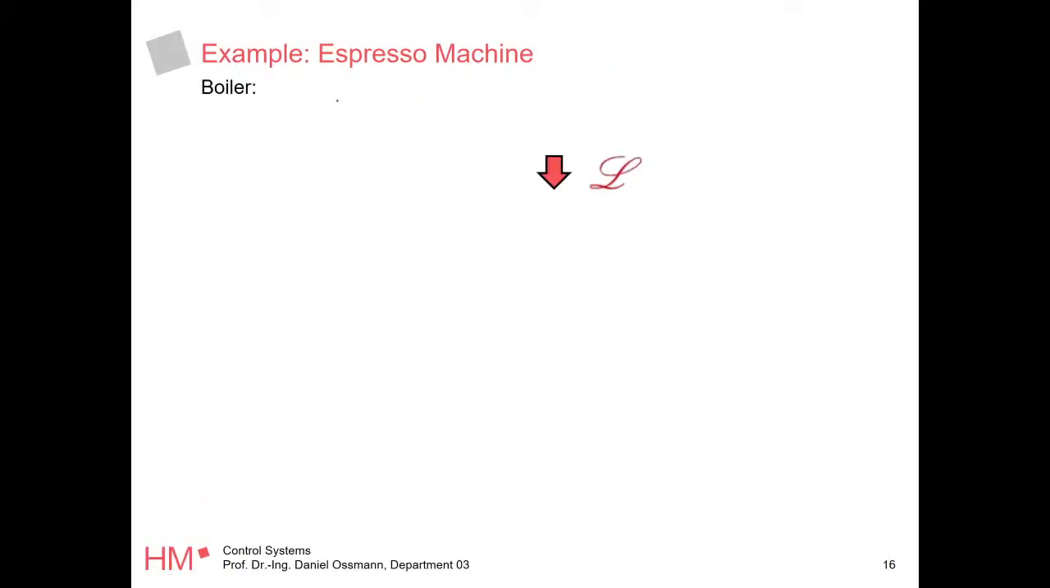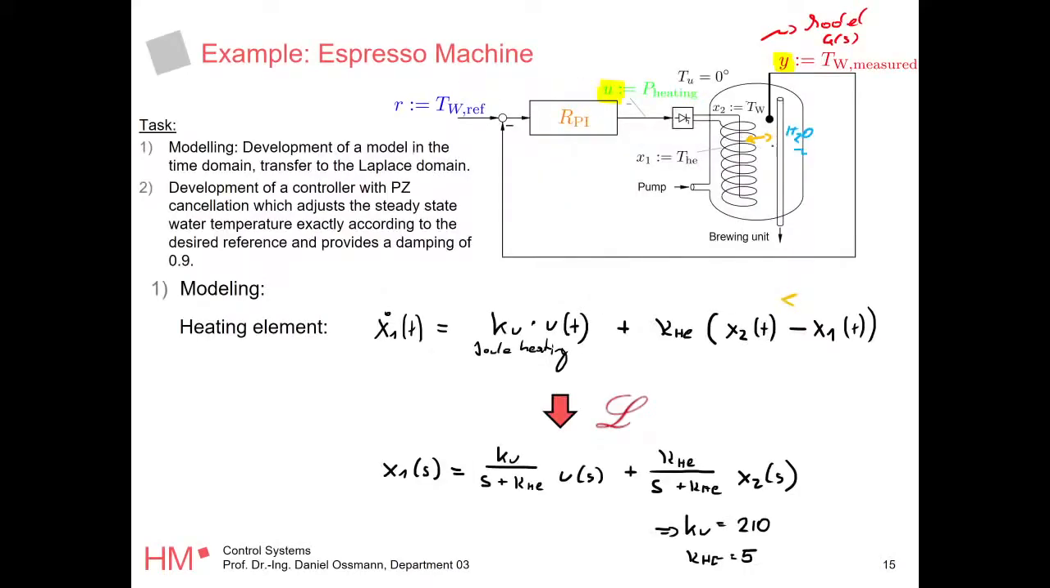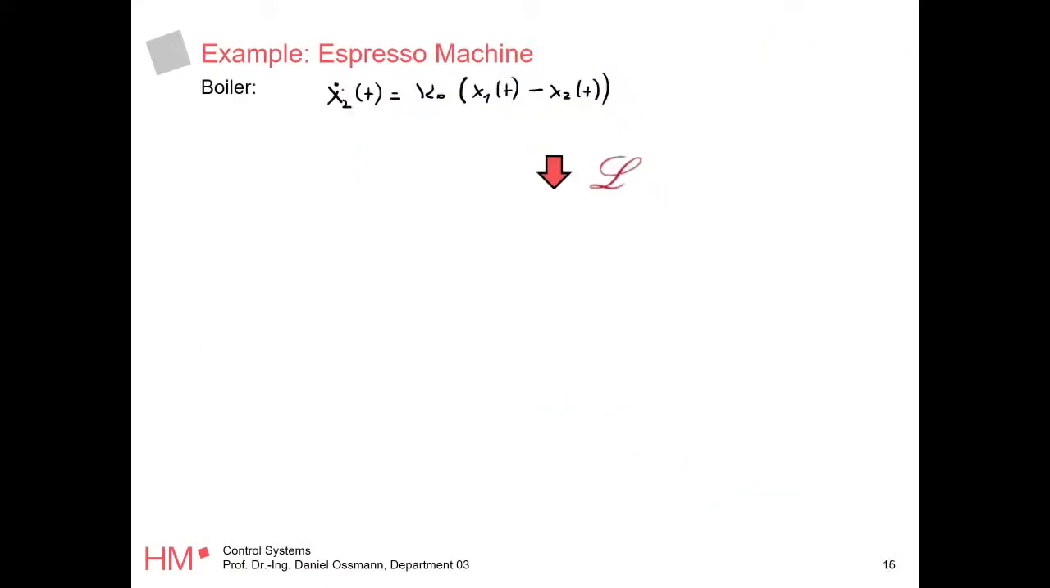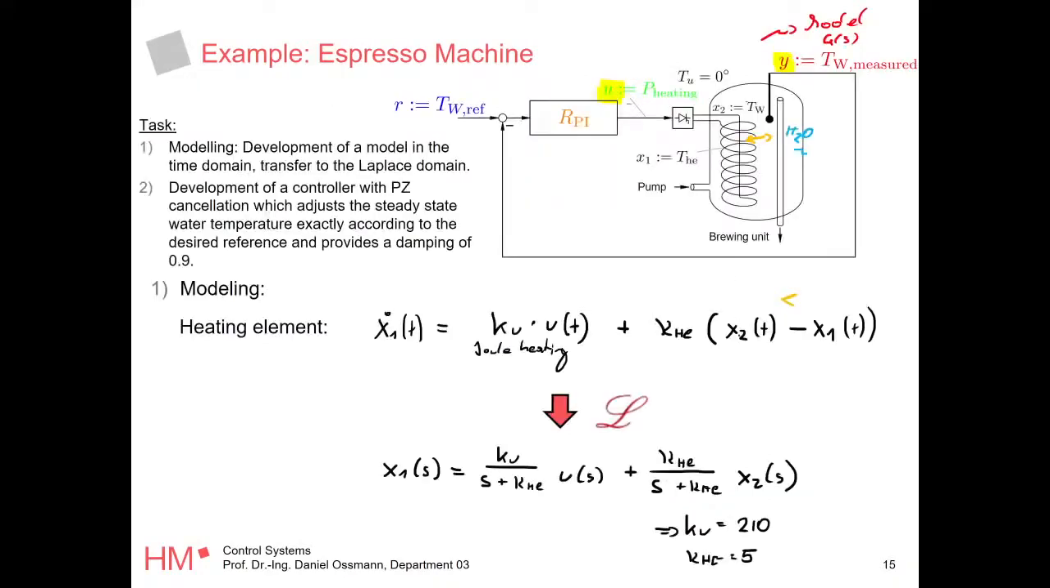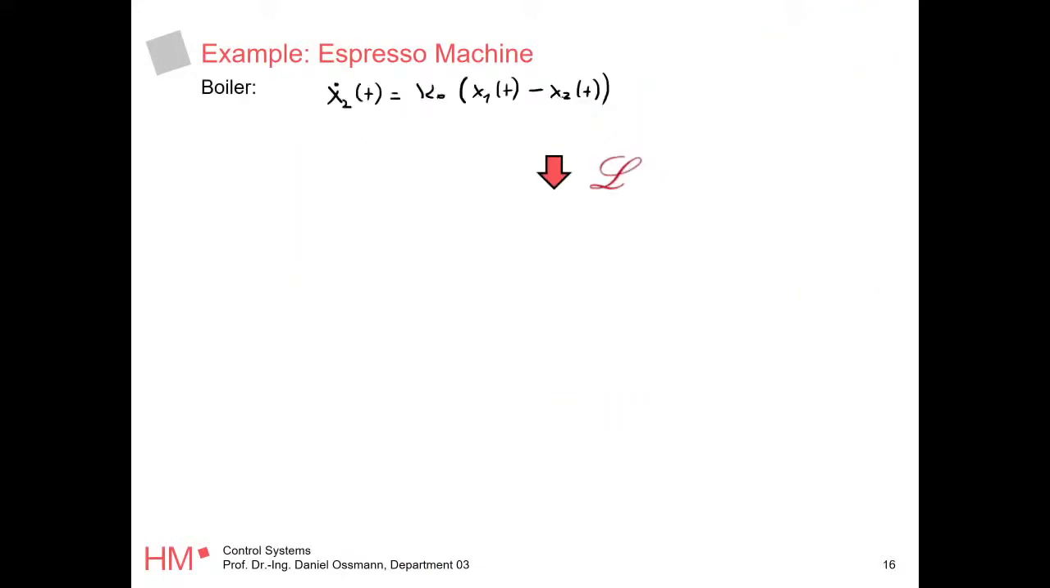How does the boiler look? So how is the water temperature changing? Well, the water temperature is changing by the heating element, right? It's basically the other way around than before. Obviously, if the water temperature is lower than the temperature of the heating element, the gradient here is negative because it loses temperature. The water temperature must heat up, so we need the reverse here, right? We had X2 minus X1 here, so we need X1 minus X2 here.